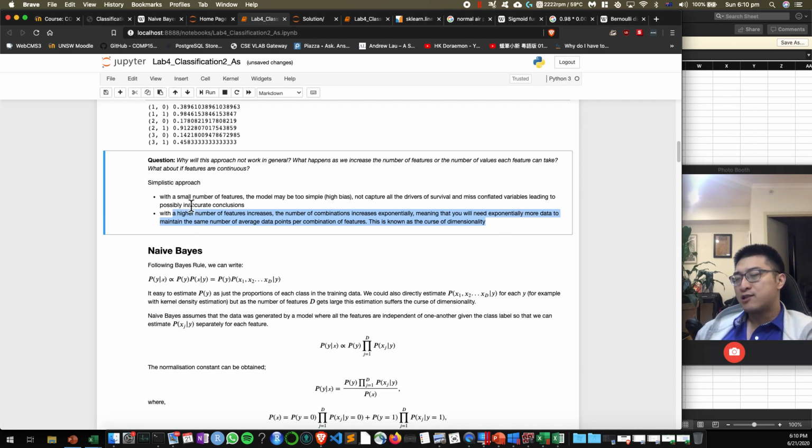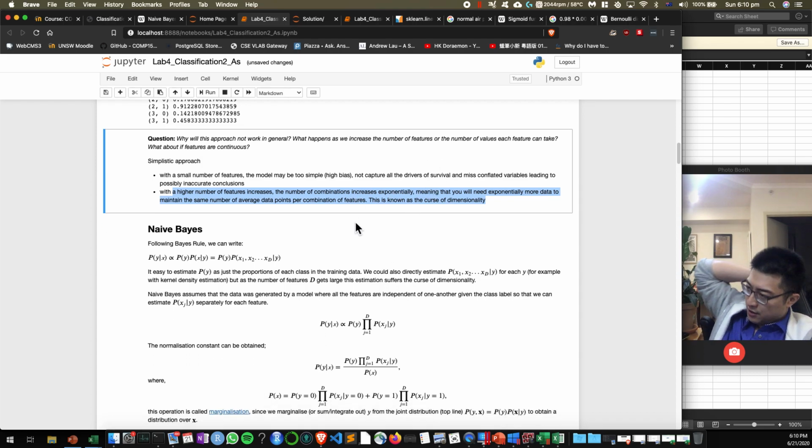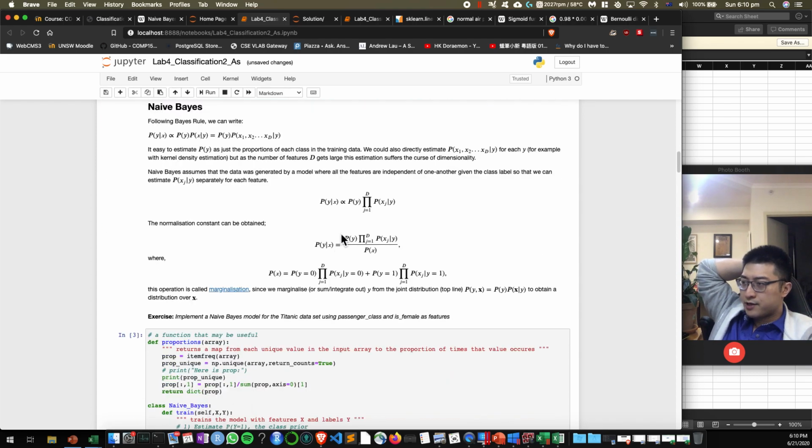The problem is, as you increase features, the number of buckets increases exponentially, which means that if you have too many features, you might only have a few data points per bucket, which is going to give you a very unstable, high variance estimate, which isn't great. Let's try an alternative approach.